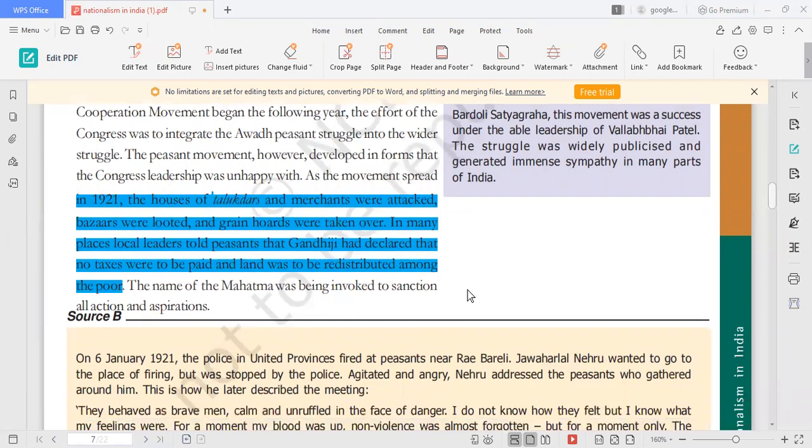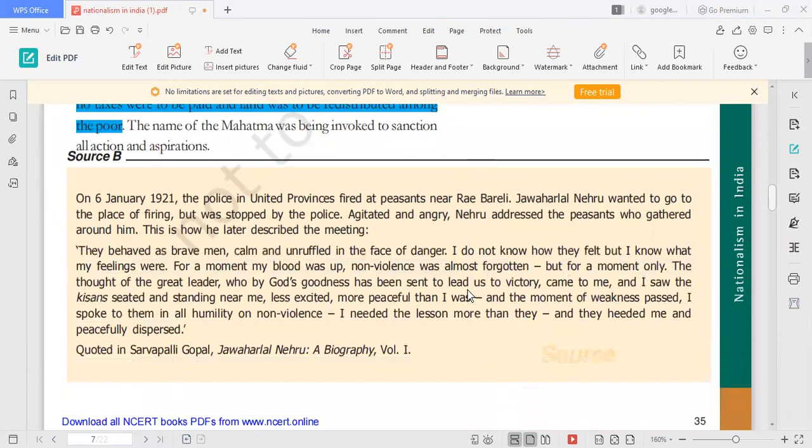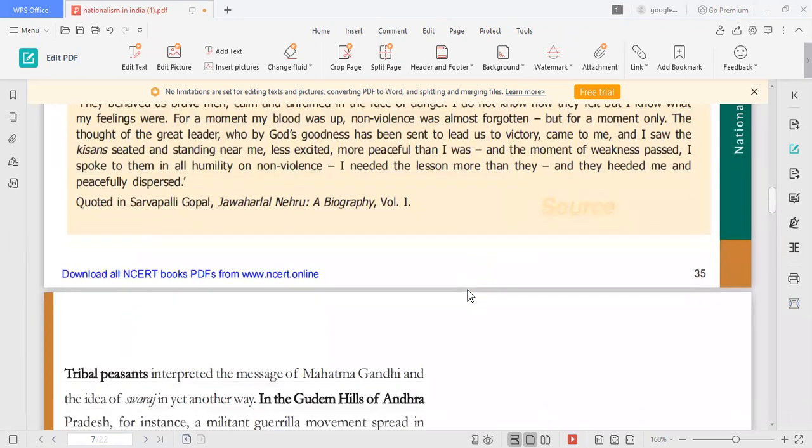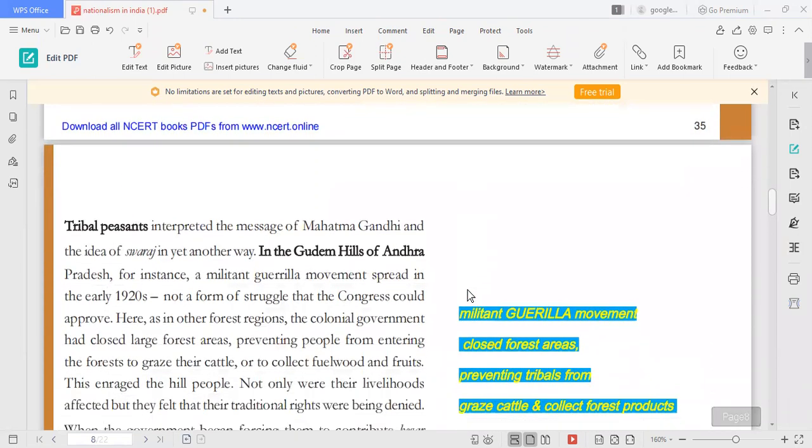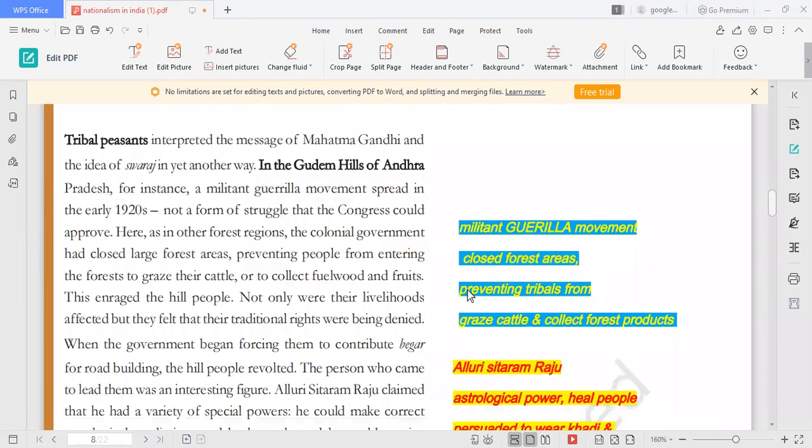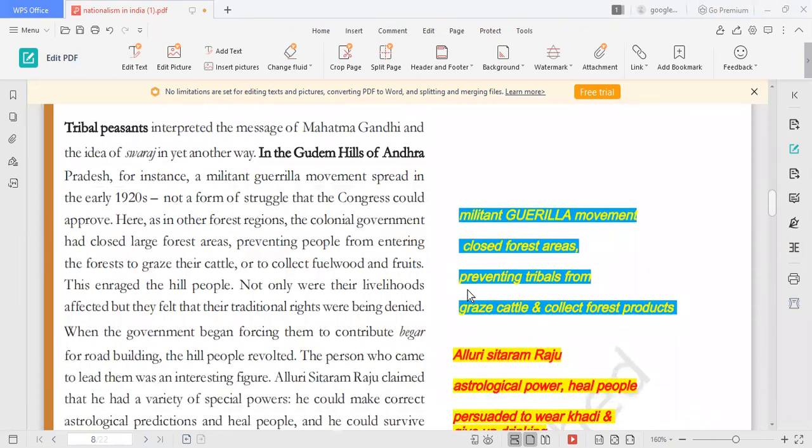Now let us move on to the tribal peasants. How did tribal peasants face this non-cooperation movement? What were the situations? What were the problems for the tribal peasants? Let us see the peasant situation in the Gudem Hills of Andhra Pradesh.